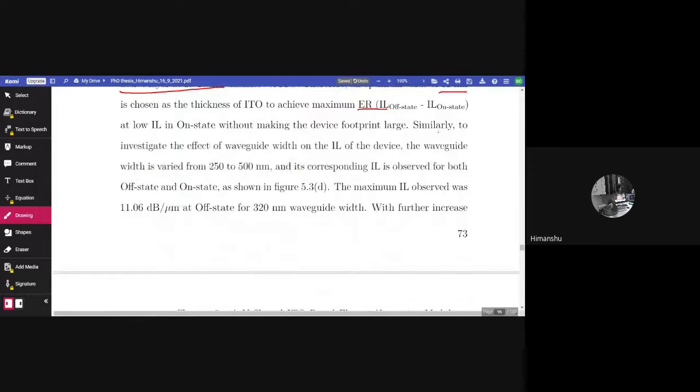Similarly, to investigate the effect of waveguide width on the IL of the device, the waveguide width is varied from 250 to 500 nanometer and its corresponding IL is observed for both off-state and on-state, as shown in figure 5.3d. The maximum IL observed was 11.06 dB per micrometer at off-state for 320 nanometer waveguide width.